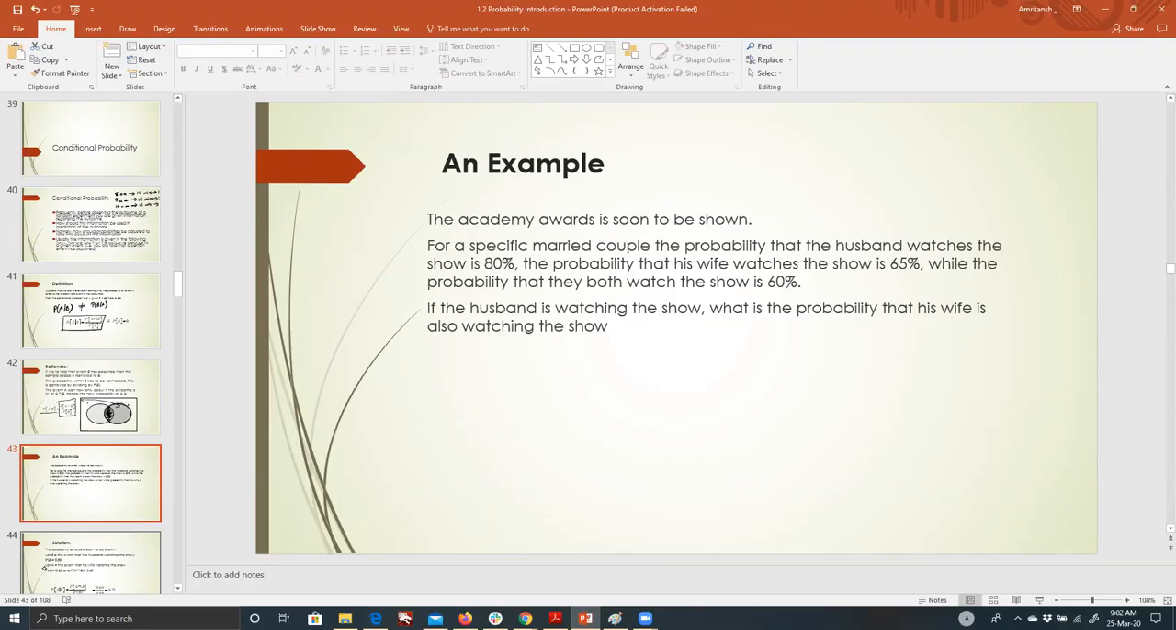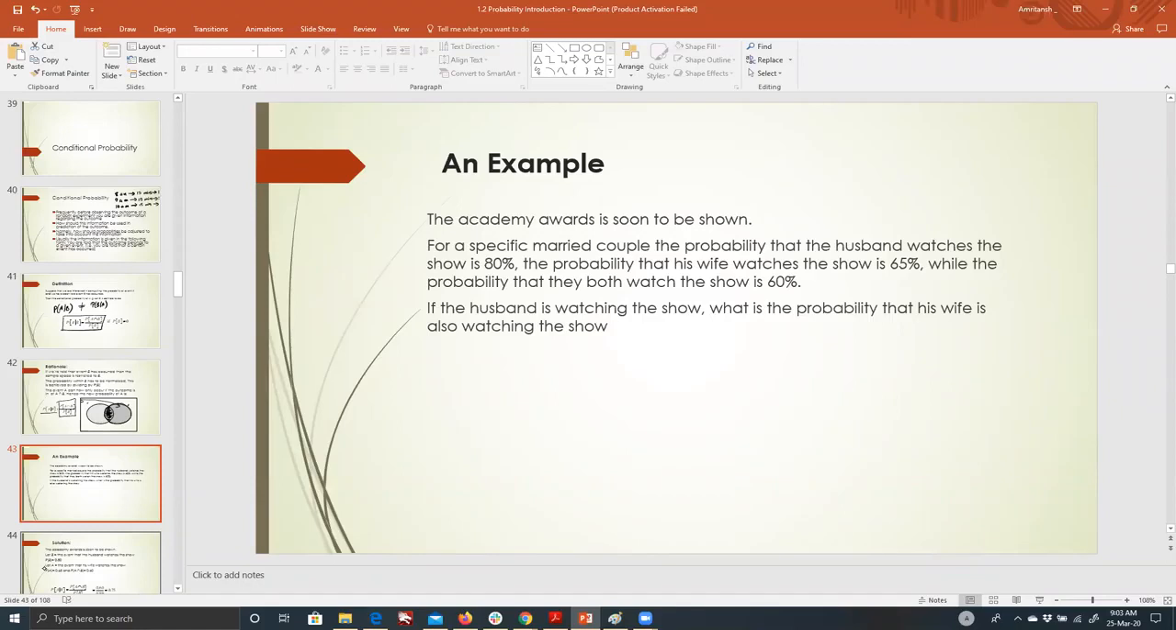So an Academy Award show means the Oscars. For a specific married couple, the probability that the husband watches the show is 80%. The probability that his wife watches the show is 65%, while the probability that they both watch the show is 60%. So what the question is asking: if the husband is watching the show, tell me the probability that his wife is also watching the show.